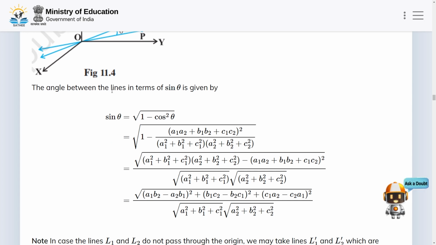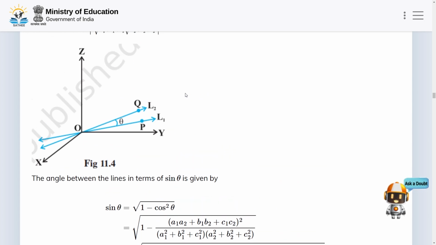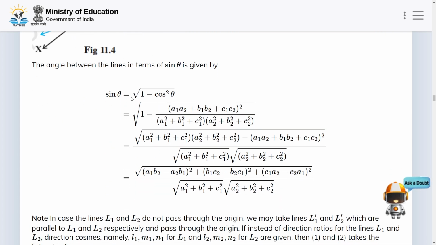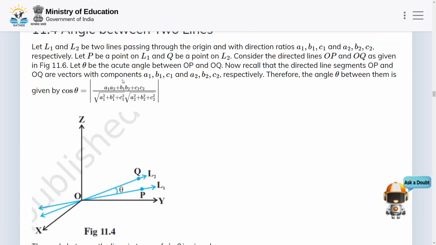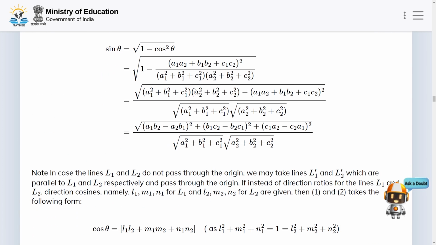Now, if you want the angle between the lines in terms of sine theta, it is very simple. You know that sine square theta equals 1 minus cos square theta. So sine theta will be the root of 1 minus cos square theta, and you know the cos theta value. Simplified, you have this as your expression in terms of sine theta.